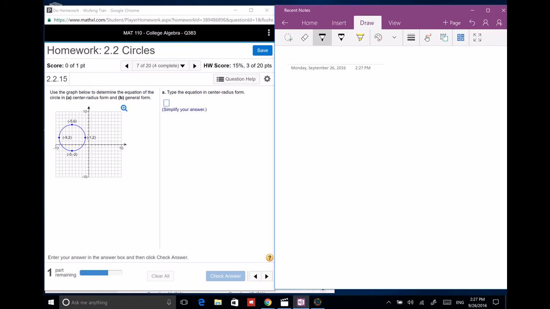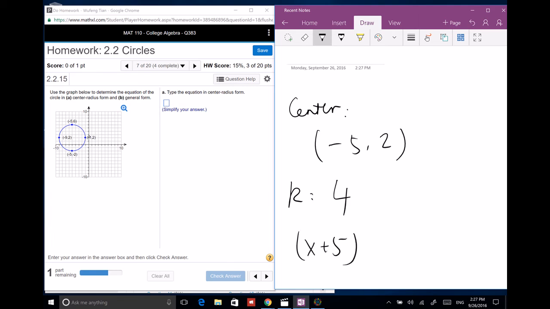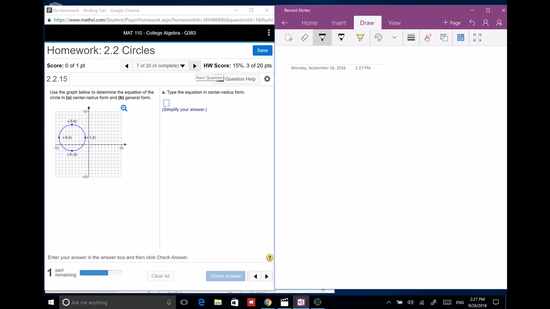Next one, I can skip that one. You find the center is (-5, 2). Okay, so the radius is from here: 1, 2, 3, 4. So it's 4. And use the formula: (x plus 5) squared plus (y minus 2) squared equals 16. It's the same thing. Number 8.